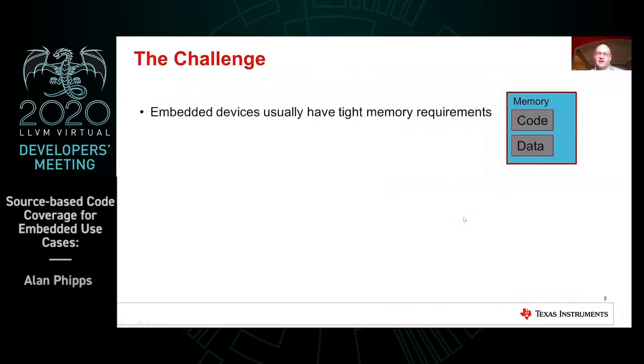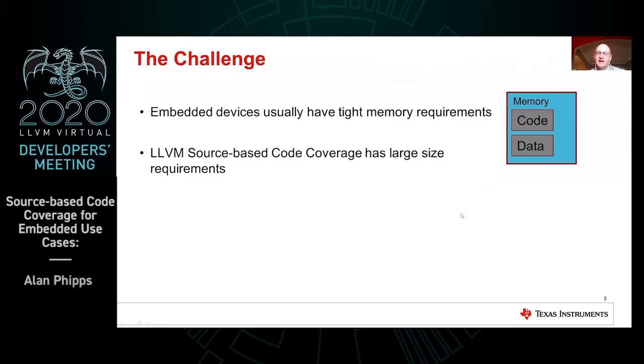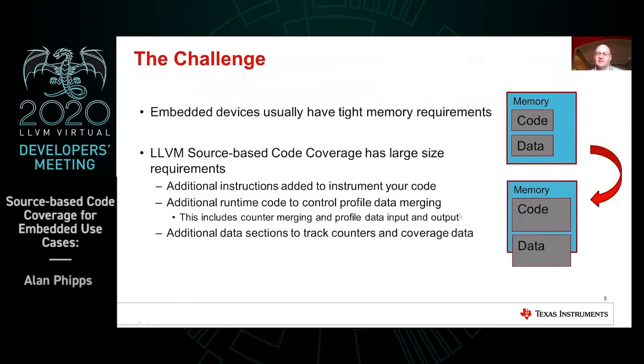The problem, though, is that embedded devices have very tight memory requirements, and LLVM's code coverage capability has large size requirements. It's going to add instructions on top of your application to instrument counters so that it can track the various execution paths in your program. It's also going to bring in a lot of runtime control code for profile data merging, and there's going to be additional data sections too for the counters themselves as well as other coverage data. There are some things we can do to reduce the size thanks to the flexibility of LLVM, and these are a few of the things that we've discovered at Texas Instruments.